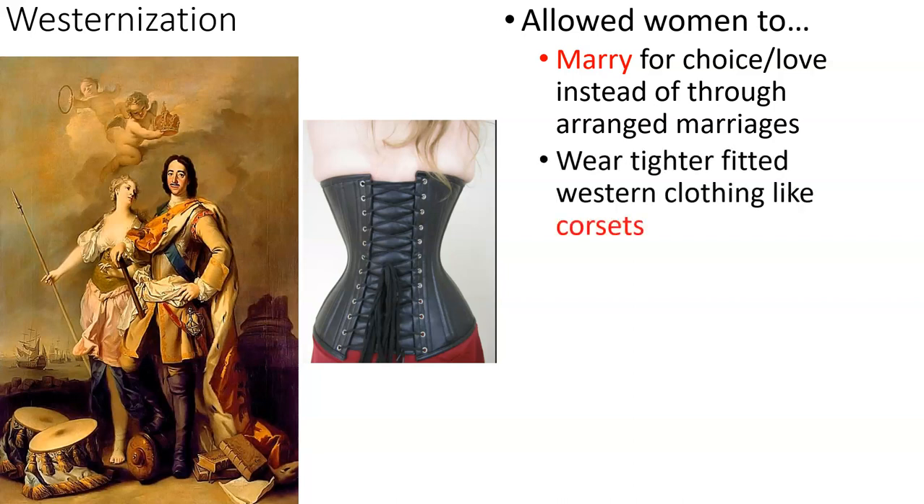Wear tighter fitted clothing. That's a corset. That's what that picture is. I tried to find you an example. You can see how it creates that hourglass shape in women. He's trying to at least open the door for women to wear tighter fitted clothing. Of course, that would be an example of that. I'm not saying every Russian woman had to wear a corset. What I'm saying is that there is a getting away from just the loose fit robes that women had to wear.